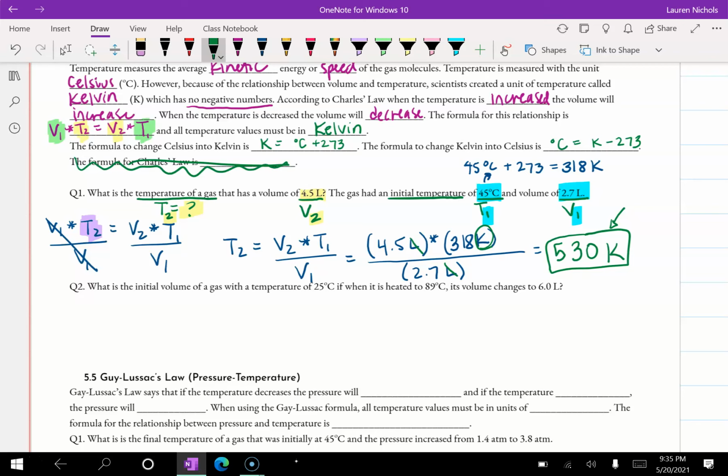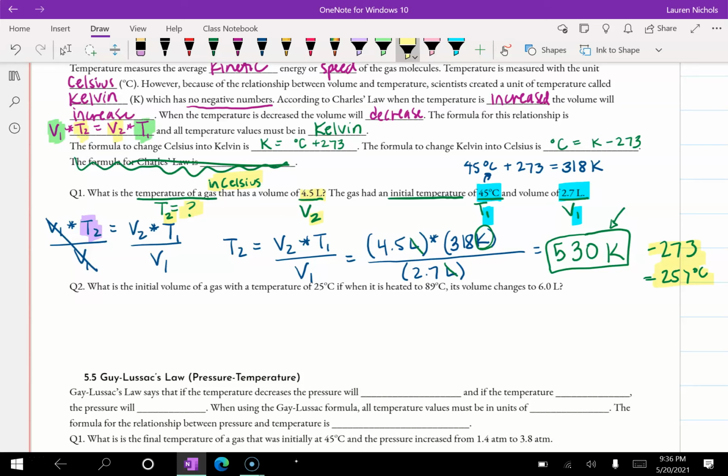If it said, what is the temperature of the gas in Celsius, then we would need to say, okay, minus 273 is 257 degrees Celsius. So pay attention. If it says in Celsius, then you would have to do this last step. But since it doesn't, we can leave it in 530 Kelvin.